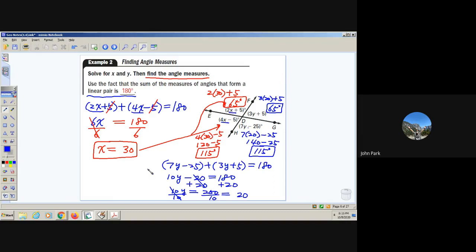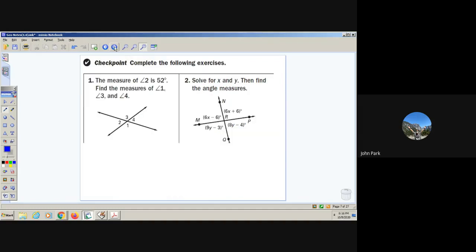But we'll just leave it at that for now because we're using the linear pair in this case to figure out the x and the y. Okay. All right. The next one. So again, we're looking at it one more time on the checkpoint using the vertical angles or linear pair. You can use either one, and they should all kind of match, except for a typo, a little mistake on the previous example. So here we know the measure of angle 2 is 52 degrees.